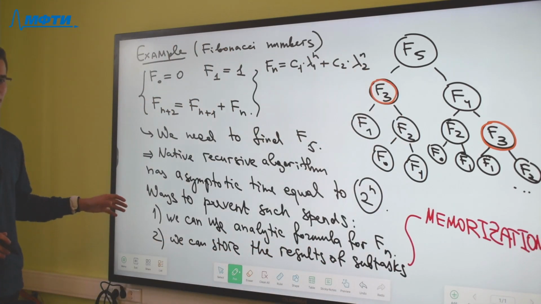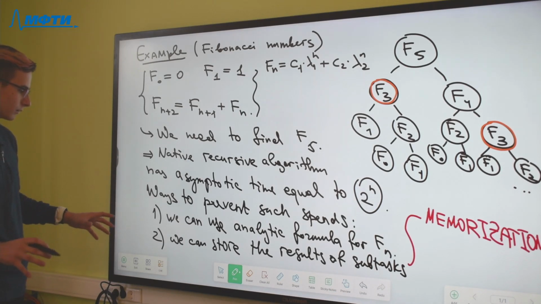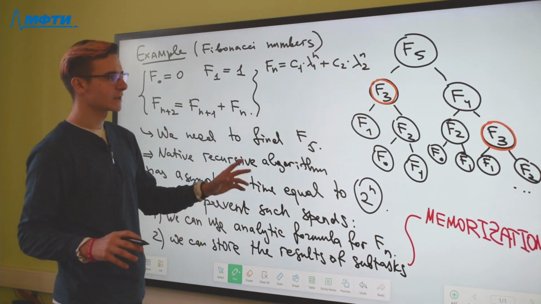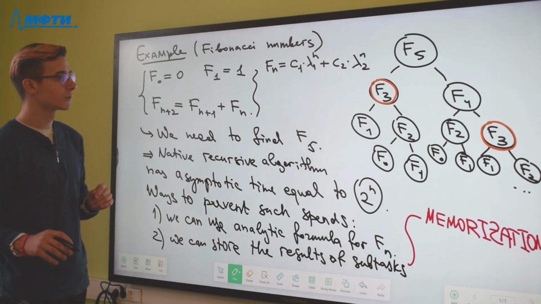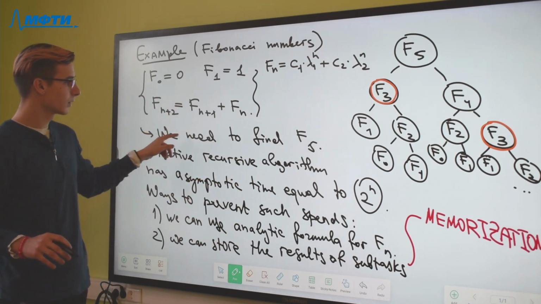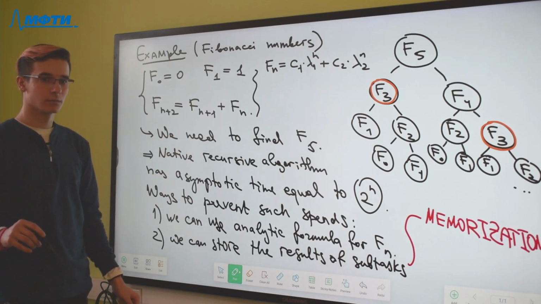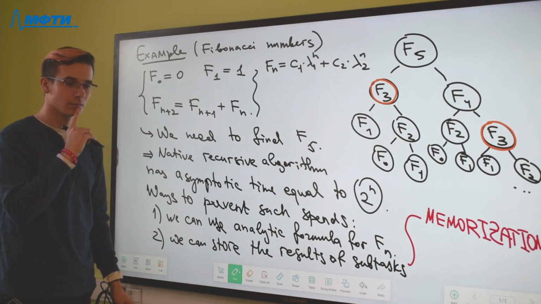Because we can use memory to decrease the number of subtasks that we need to solve in the solution of our common task. Okay. Memorization. Where should we stop memorizing?